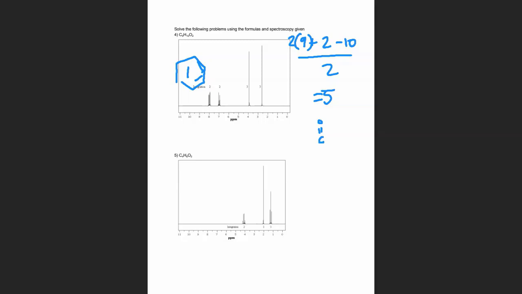Looking at the actual NMR, we have 3 hydrogens at 4, 3 hydrogens at around between 2 and 3. Okay, so whenever we have a peak at 4, usually with 4, that is going to be your ester hydrogens. So let me draw an ester.